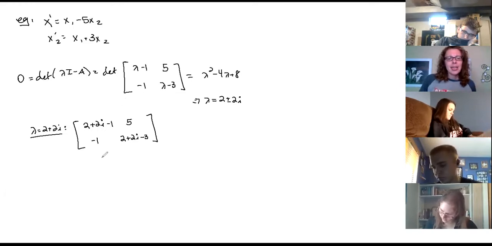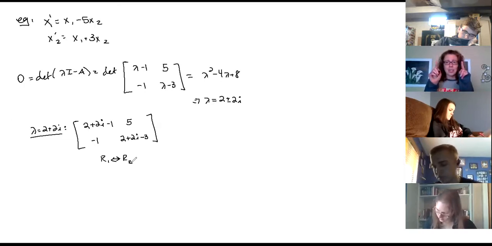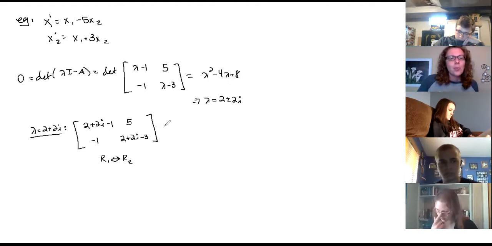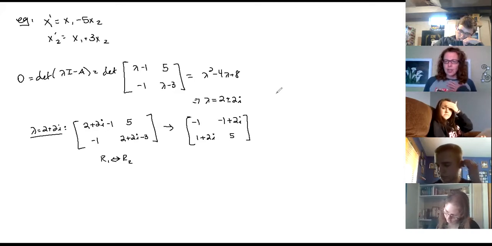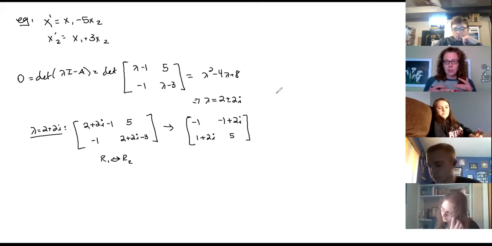Can I simplify that, and can I also please interchange row 1 and row 2 at the same time so that I get a real number in the top left-hand corner? Remember, we want a real number in the top left-hand corner. That's going to make it easier to do our elementary row operations. So let me do both of those at the same time. This gives me negative 1, plus 2i, 1 plus 2i, and 5. Do we see where that's coming from? Switching and simplifying out? Okay.